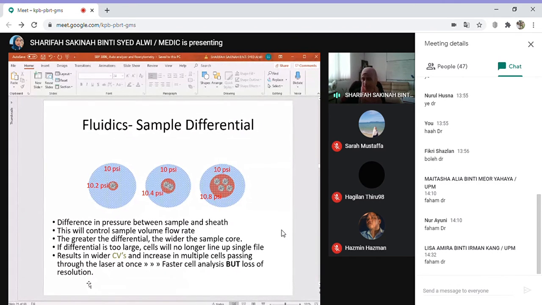But if you widen the size, if you enlarge the window, many cells can pass through. The problem is, when many cells pass through, of course your experiment will finish earlier, but you lose the resolution. It means you lose the accuracy of the data. So that is very important for you to understand.